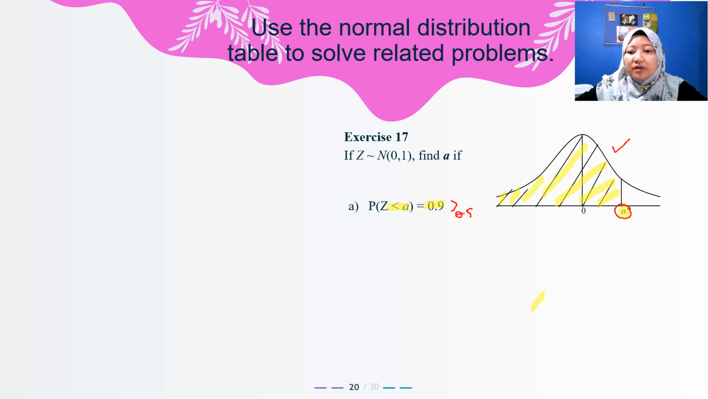Okay. Tetapi, boleh tak kita terus baca table? Tak boleh ya, sebab ini adalah kawasan less than. Jadi, macam mana kita nak dapatkan kawasan yang berlorek ni? Okay, kita akan ambil the total area 1 minus probability. Kawasan ni adalah probability Z greater than A.